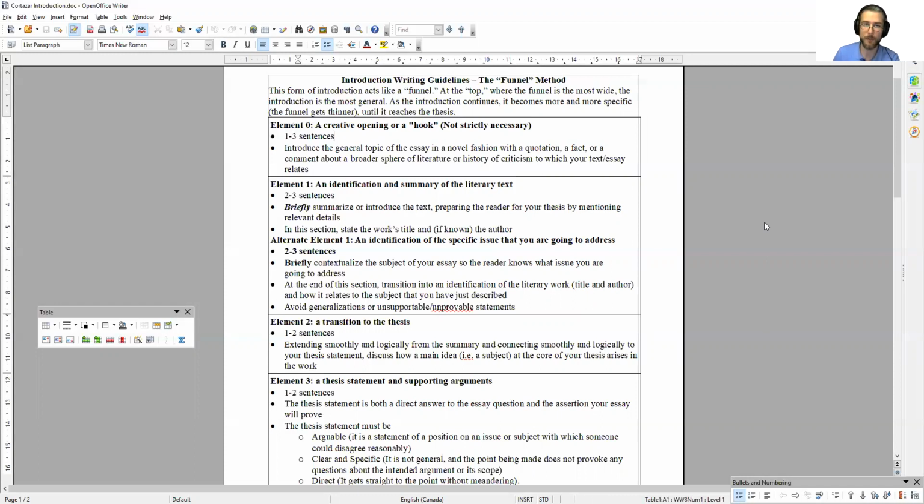Briefly, you want to summarize or introduce the text, preparing the readers for your thesis by mentioning relevant details. In this section, state the work's title and, if known, the author. So, if you were writing an essay about Julio Cortázar's House Taken Over, you would give me Julio Cortázar and House Taken Over somewhere in that brief summary.